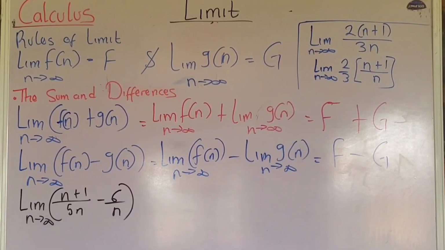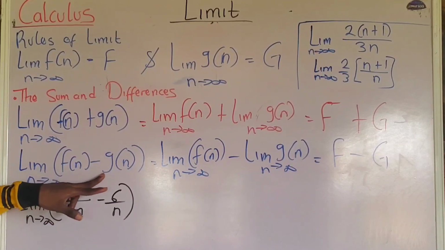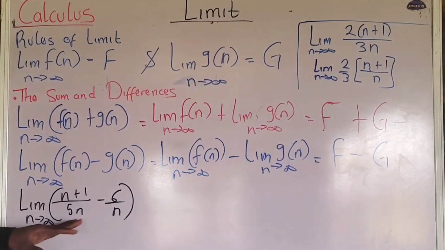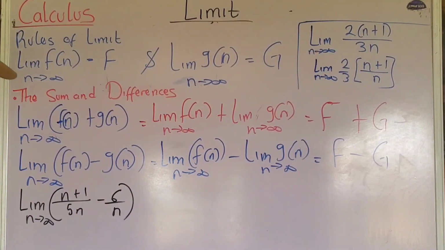Well, how do you find the limit of this function? It's simple. The sign between these two functions is what? A subtraction sign, which is difference. So you go back to the rules of limit, that the limit of the difference is the difference of the limits. So the limit of the difference between two functions is the difference between the two limits. So we have to take the limit of each of the functions individually. So for this I'm going to have something like this.